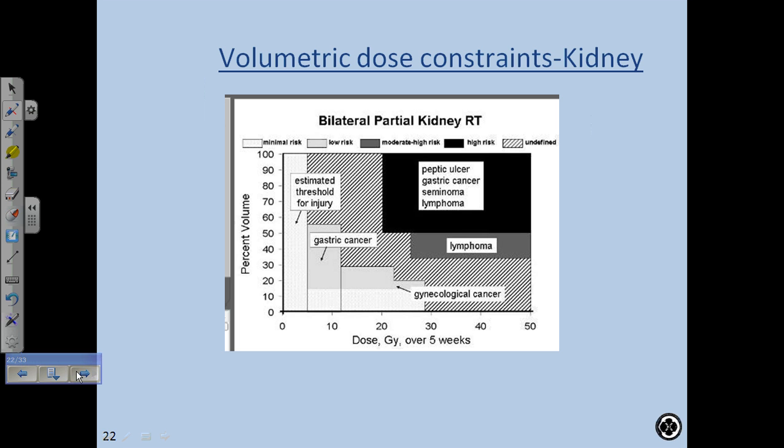Okay, and this is for the kidney. So kidney again, percent of kidney volume and the dose. And what happens? If you get a really high volume and a really high dose, you get peptic ulcers, gastric cancer, seminoma, lymphoma, and as you come down, your side effects get lower and lower. So you want to be below the estimated threshold for injury. For the kidney, see, this is the threshold. Anything below there, you're not going to have any injury to the kidney. Once you start passing this, then you start to see the side effects. And this all comes from data, patient data.